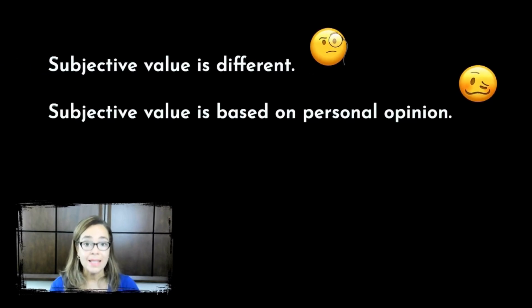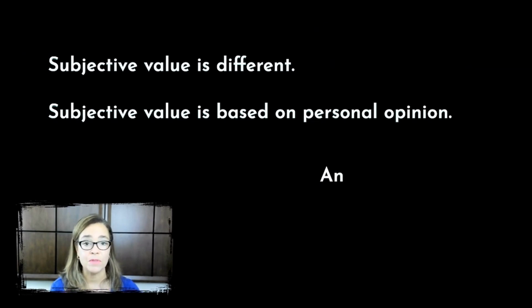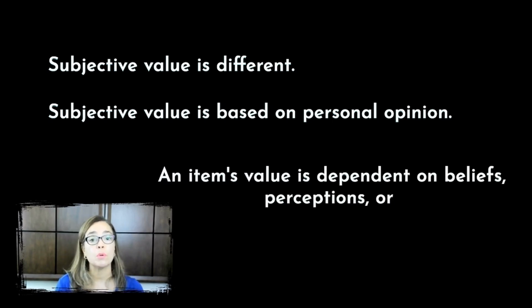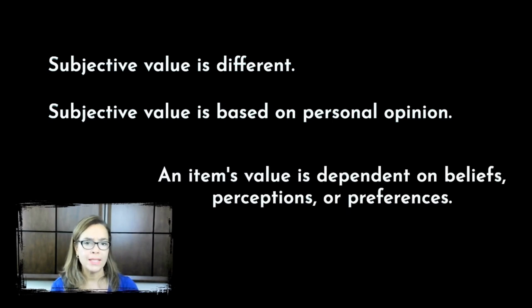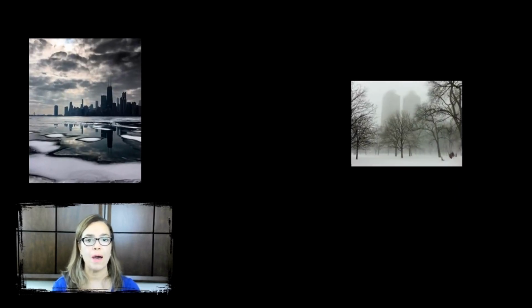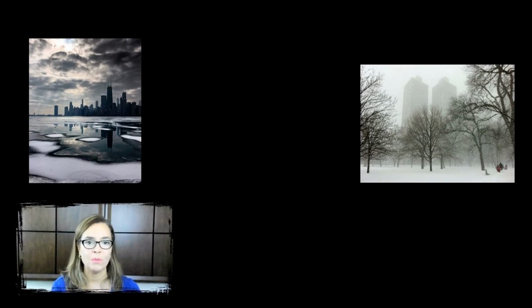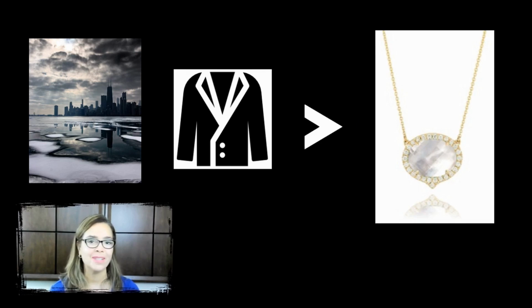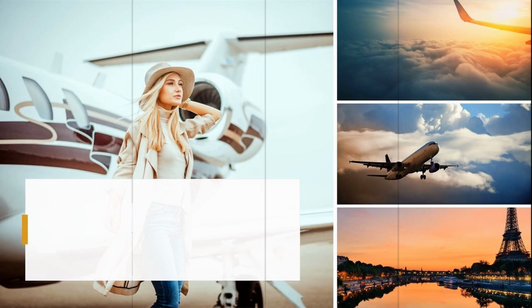Subjective value is based on personal opinion or the idea that an item's value is dependent on that person's beliefs, perceptions, or preferences. So, for example, let's say you live in Chicago and have a need to go outside on an extremely cold and windy day. You have one wool coat, and in a case like this, that one wool coat might be worth more to you than a full diamond necklace.